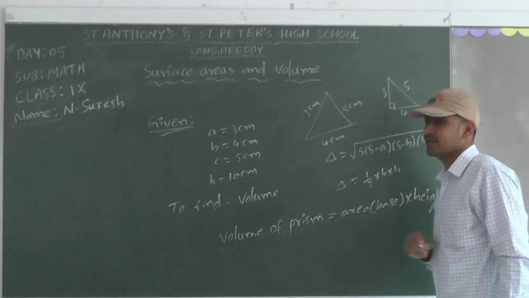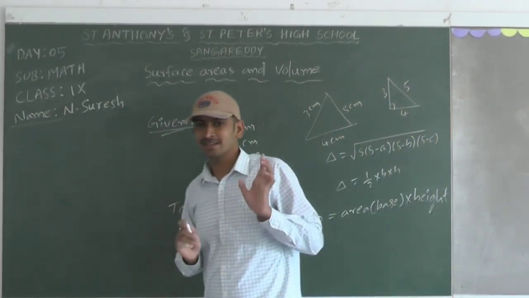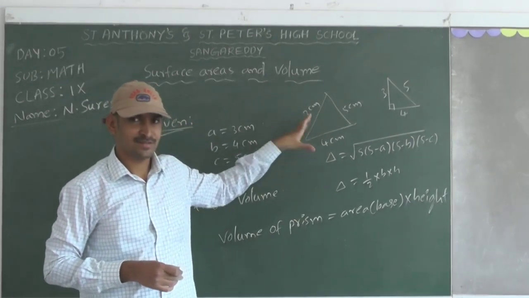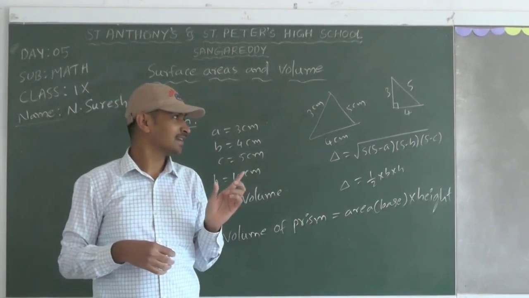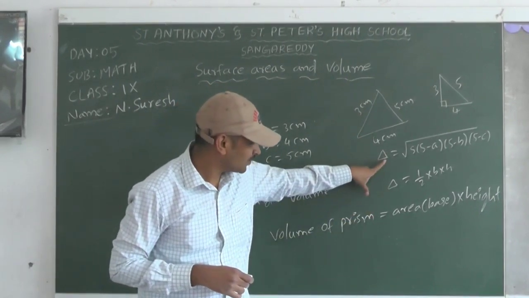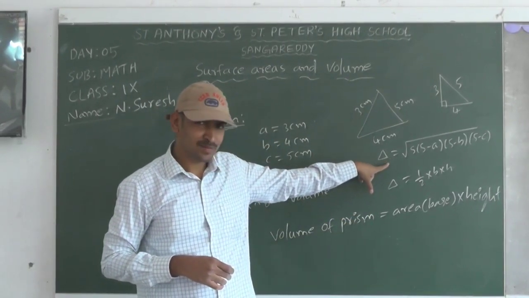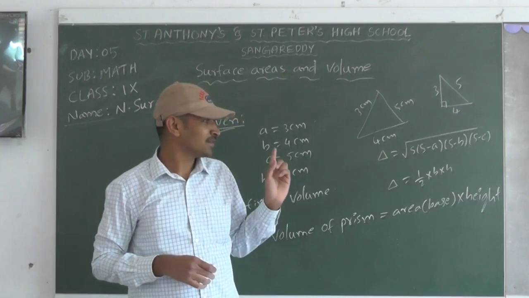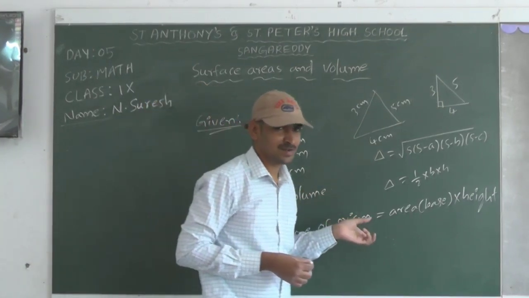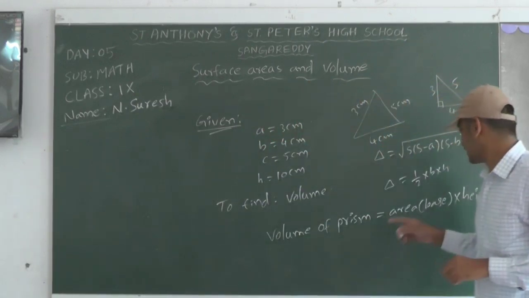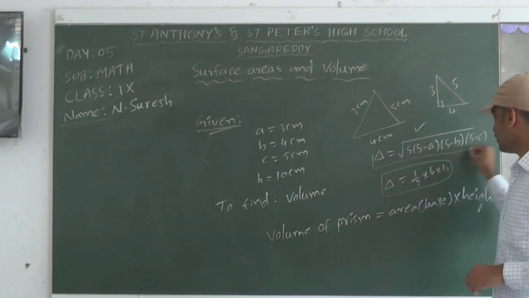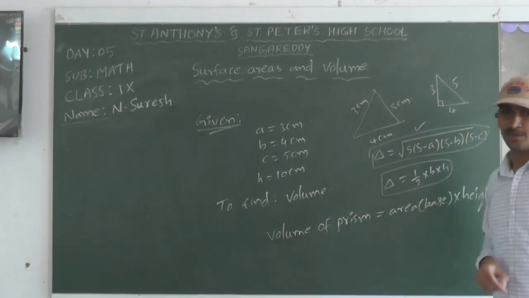One thing is very important. It is not mentioned that it is a right angle triangle. By seeing the 3 sides, we decided it is a right angle triangle. If we don't know the nature of the triangle, maybe equilateral or anything, we can apply the direct formula: area of the triangle equals under root of s into s minus a into s minus b into s minus c. From that we can find the area of the base. I want to apply the second formula. You can try with the first formula. The answer should be the same.